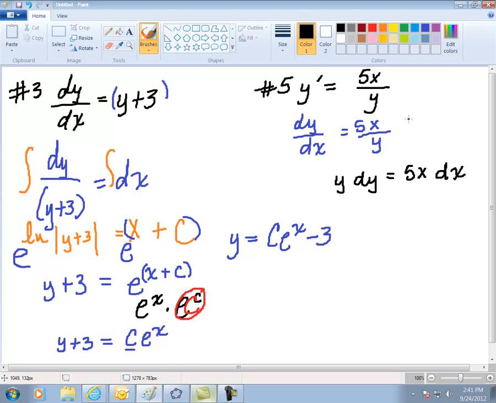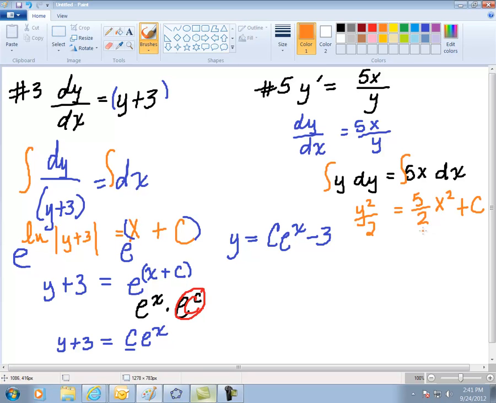And now I just want to integrate both sides, okay? All right. Over here I get y squared over 2, because the integral of y is just y squared over 2. And over here I get 5 over 2 x squared. And now I can just add my constant.